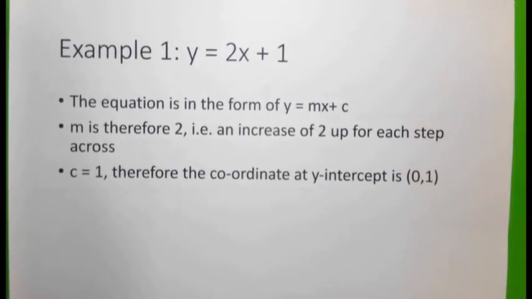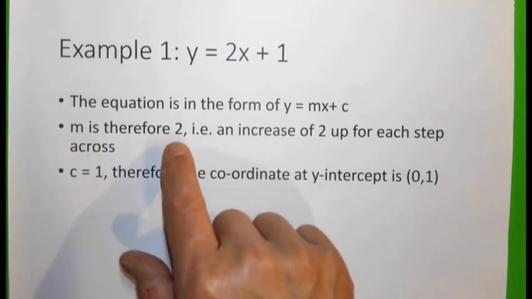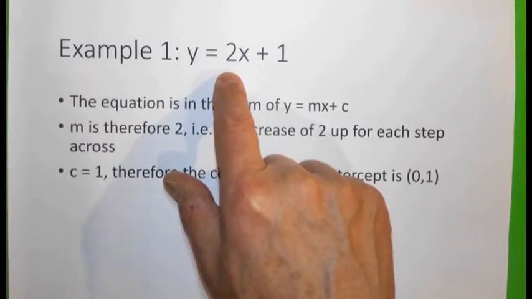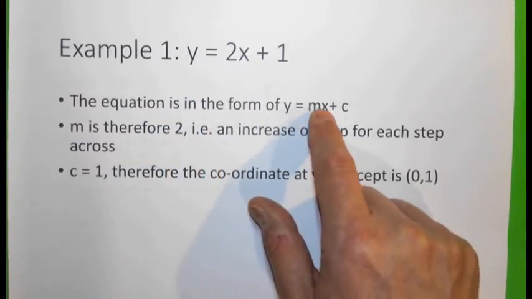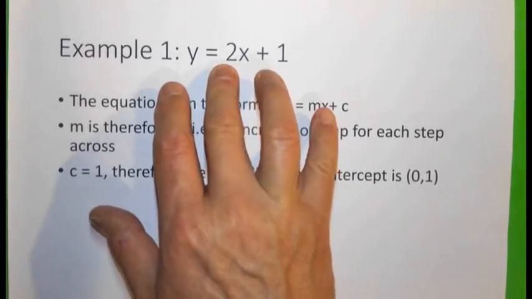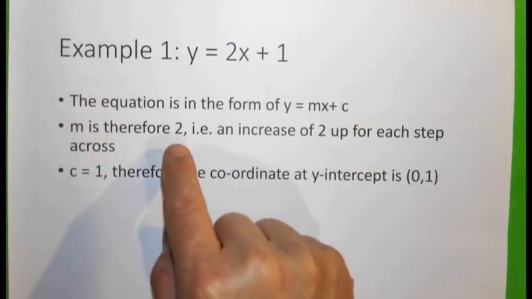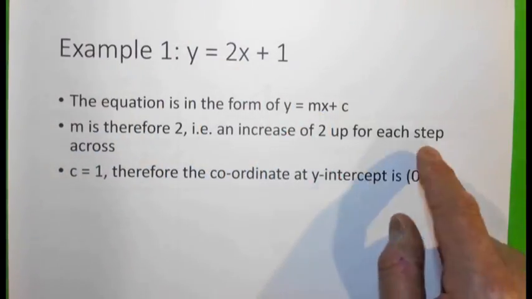Example 1, y equals 2x plus 1. Now, the gradient m is therefore 2, because 2x plus 1 is in the form of mx plus c. m is 2. So this is an increase of 2 up for each step across.